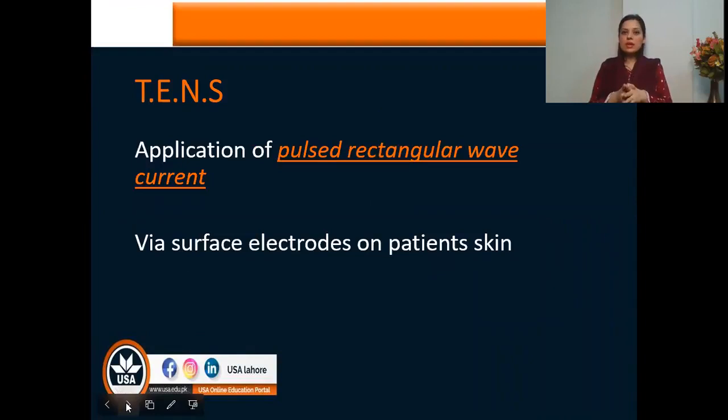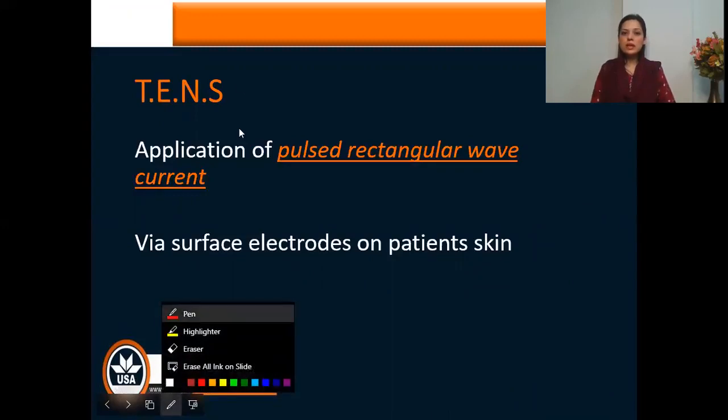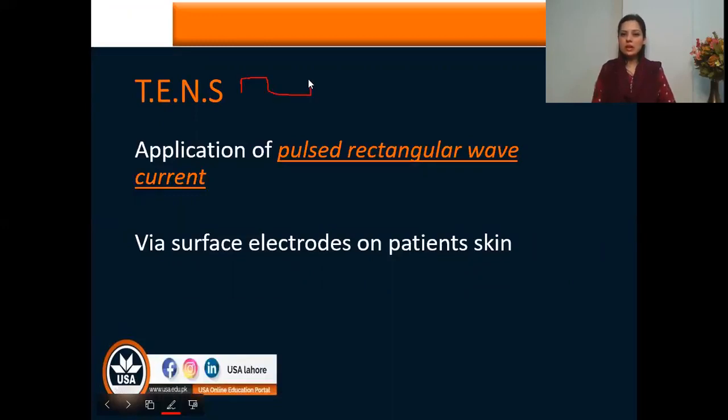What it is, and its application: we use pulsed rectangular wave currents. We use this type of wave current in this. As we know, these are the pulsed rectangular wave currents. They are applied on the patient's skin via surface electrodes.